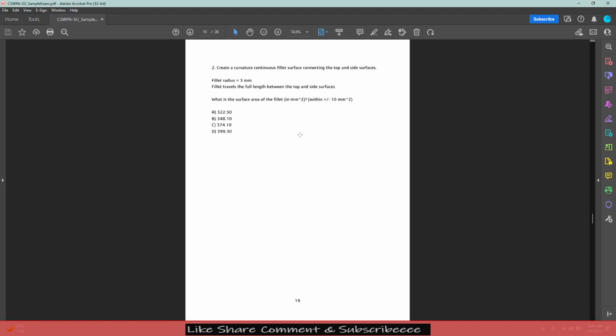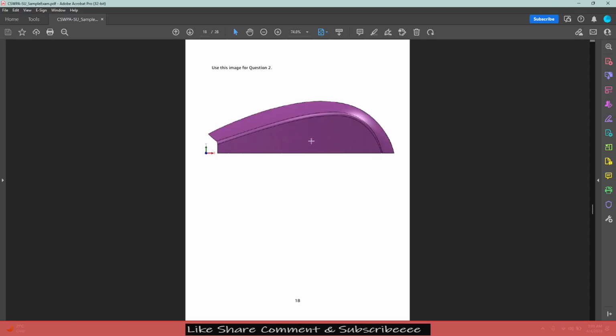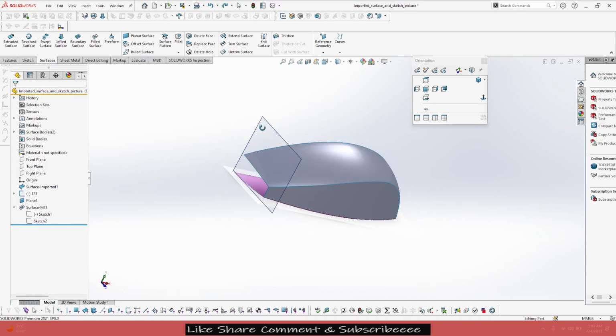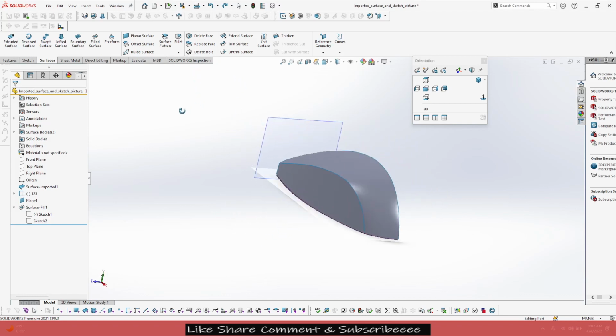For question number 2, they have given this image, and they are asking us to create a curvature continuous fillet surface connecting the top and side surfaces. The radius is given as 3, and we have to find the surface area, with a tolerance of plus or minus 10 mm squared. Alright, so for that we already have the first question done.